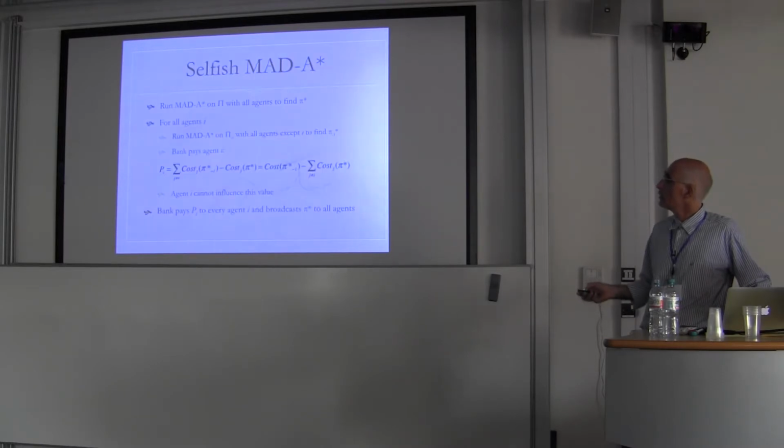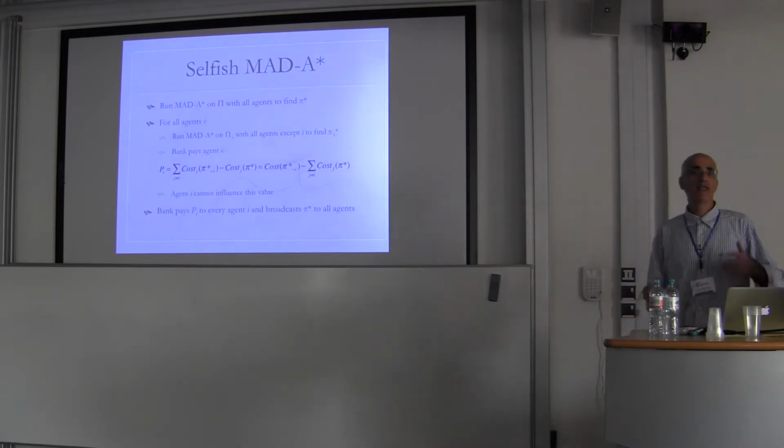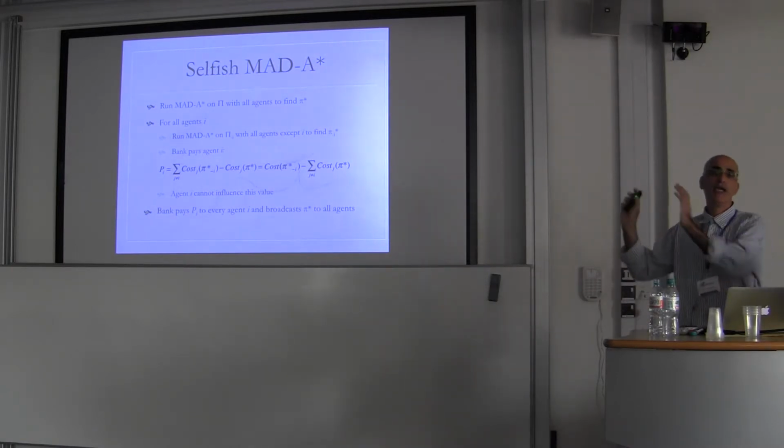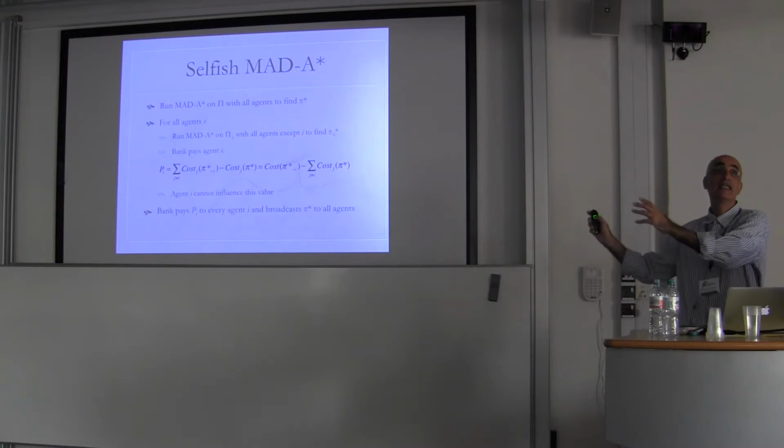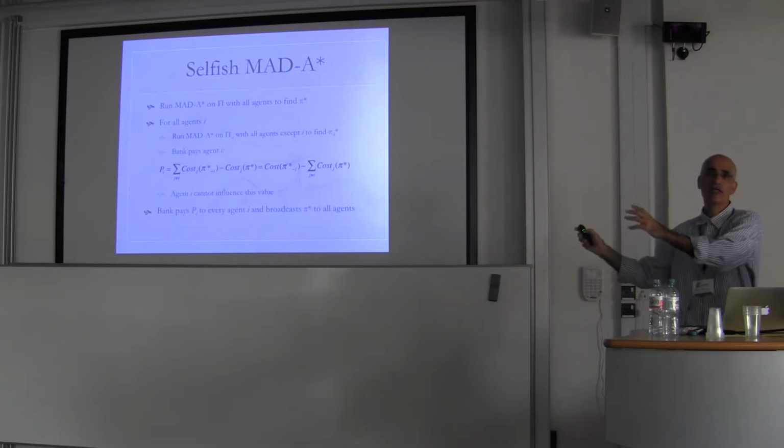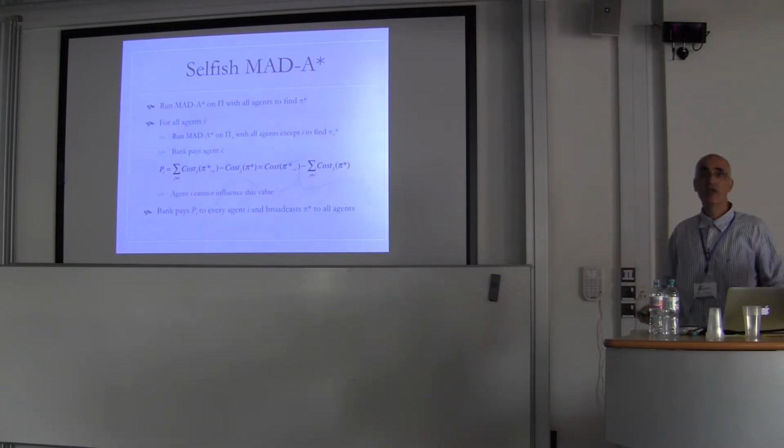Well, we can use distributed, selfish multi-agent distributed A star. We run multi-agent distributed A star on the original problem to find the original solution, and then we run it on each of the marginal problems. When we run it on the marginal problem, the agent that's marginalized and has the incentive to lie and change what's happening there has no incentive to do it, because it cannot impact the marginal problem.